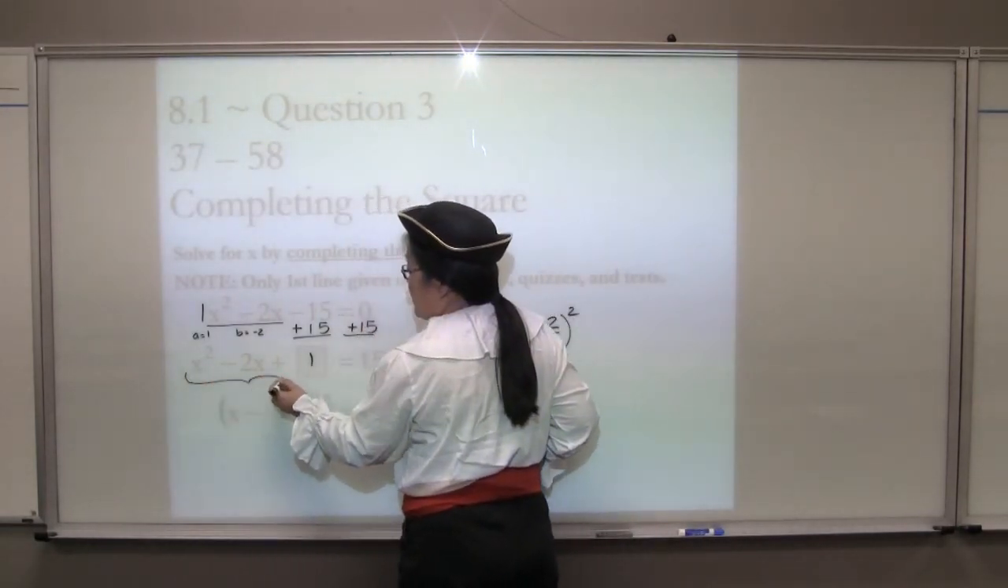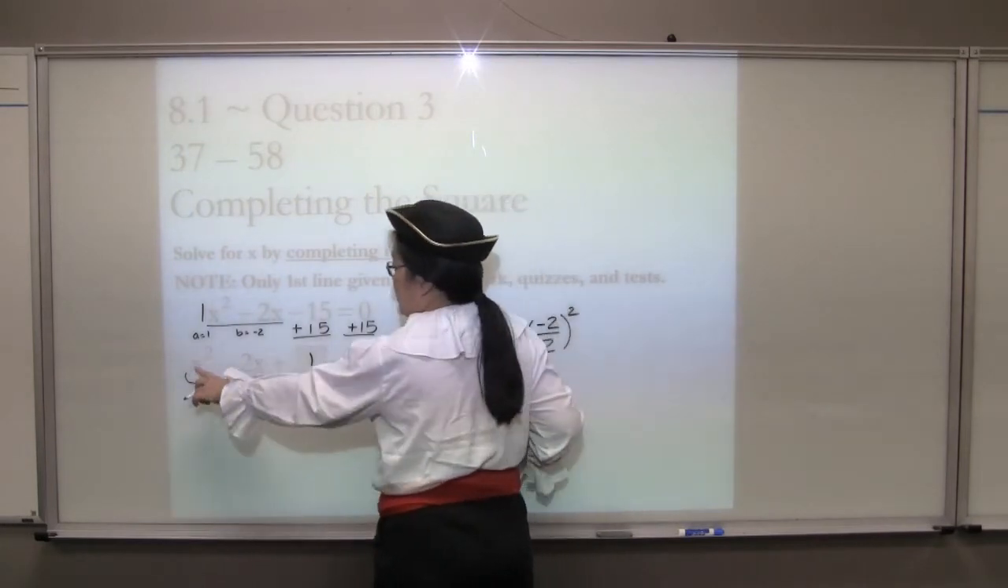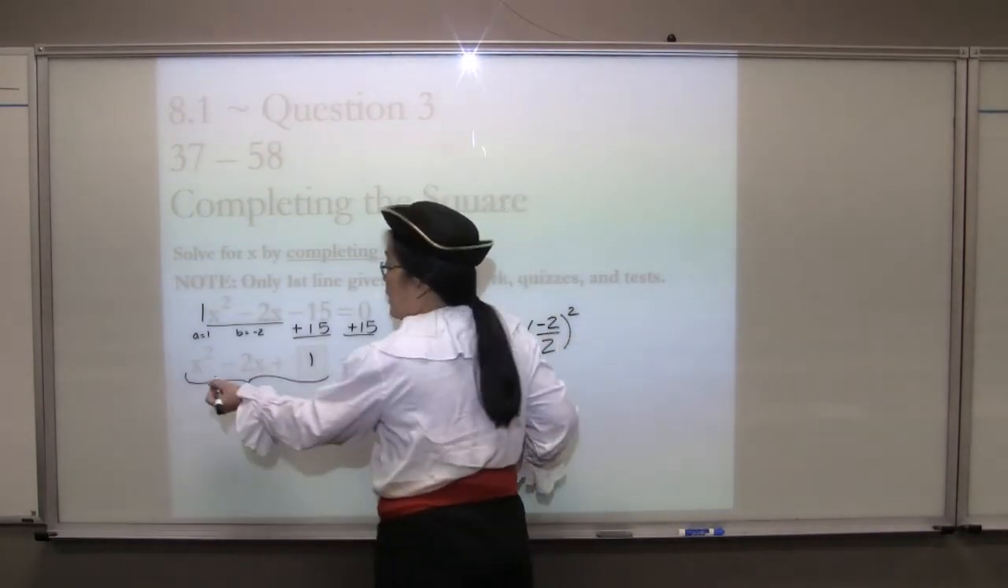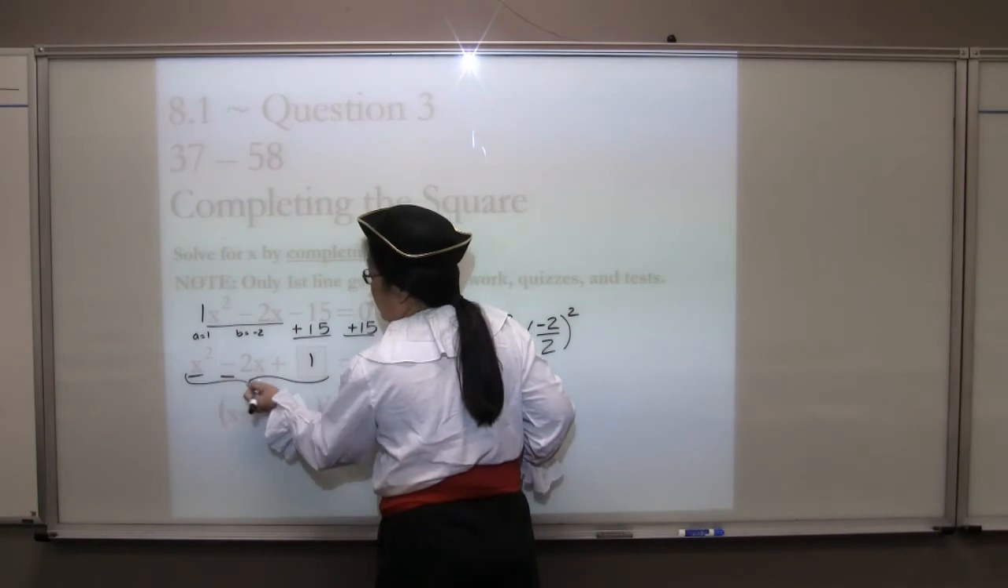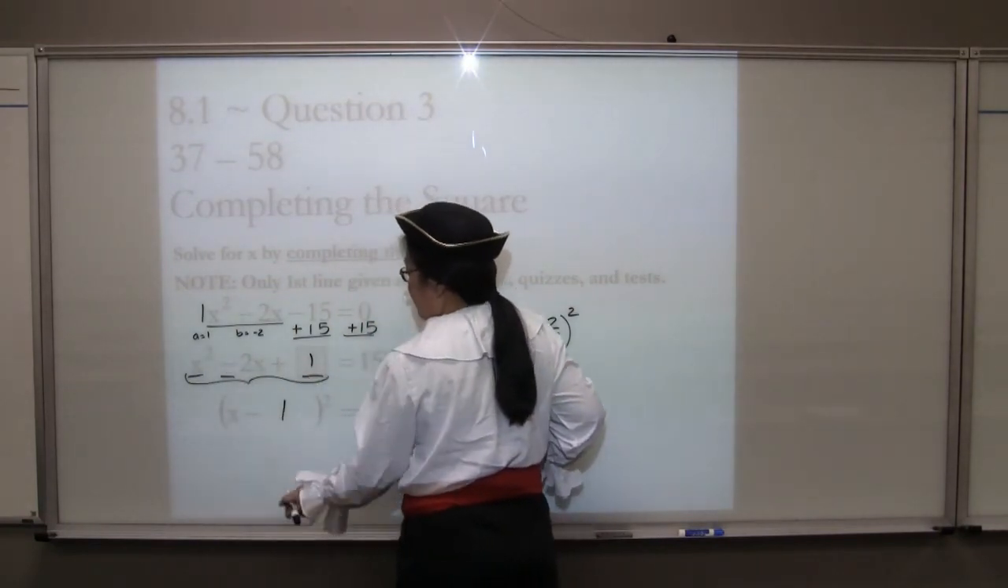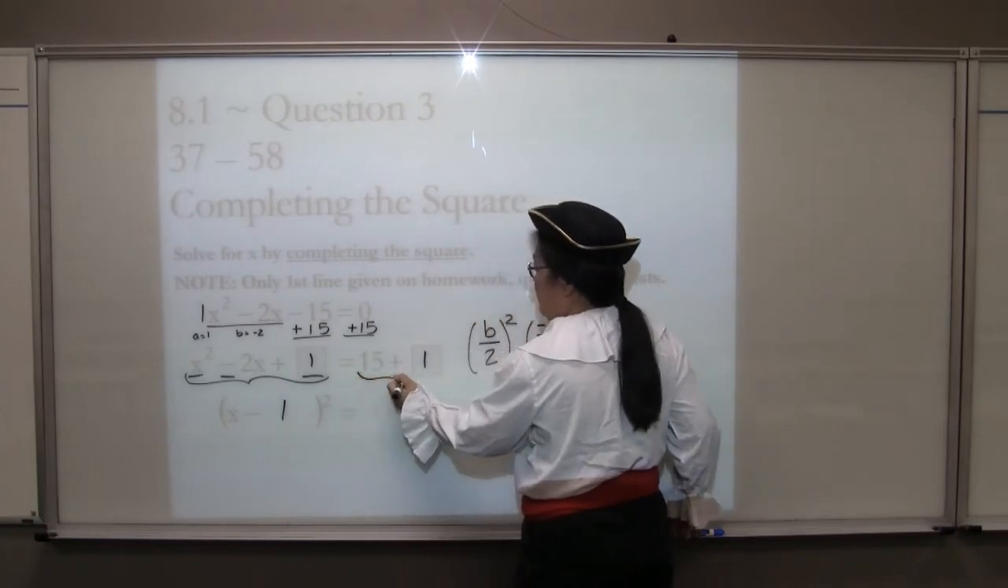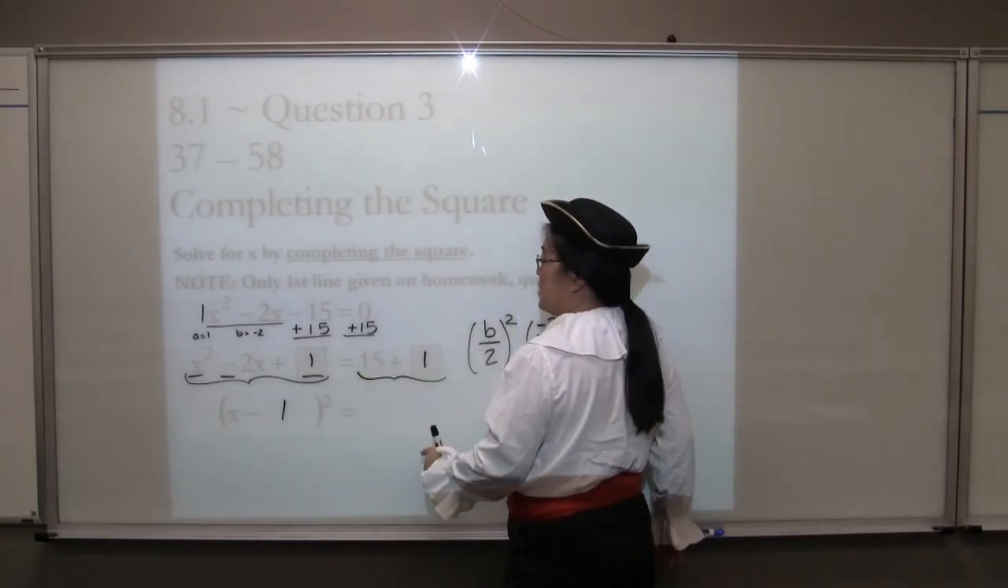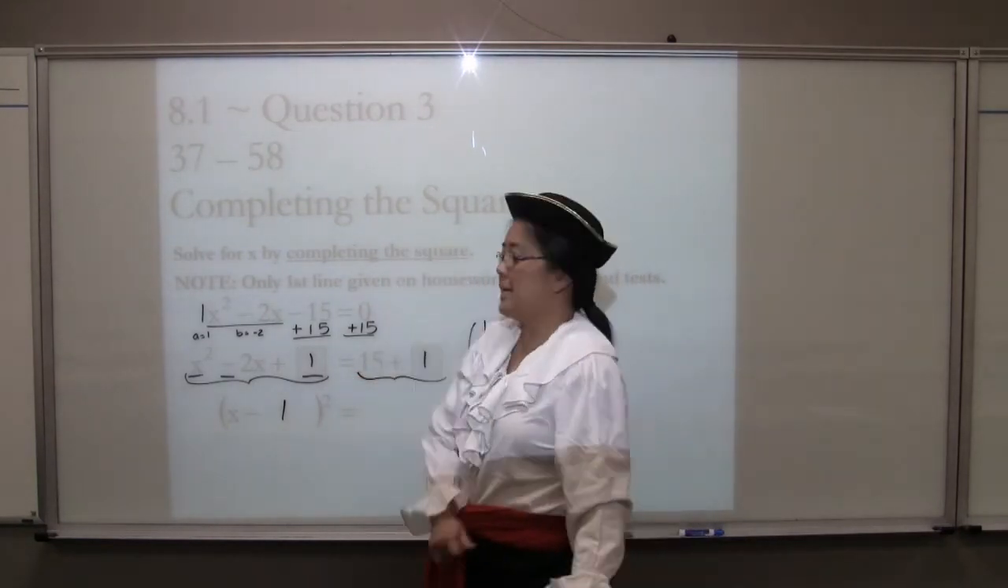Now, we're going to factor this side. You do not have to put a swoopy thing under here. This is a perfect square trinomial where you look at here, here, and here. X minus 1. Boink. Then, you do not have to put a swoopy thing over here. You're going to put these two together. 15 plus 1 is 16.